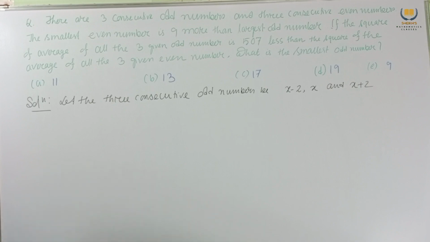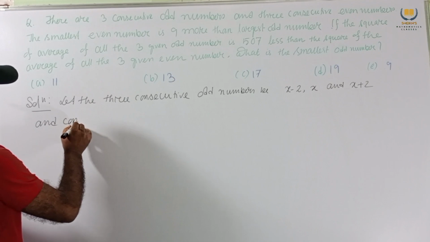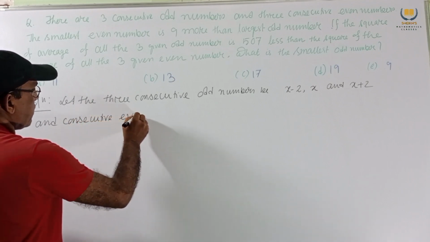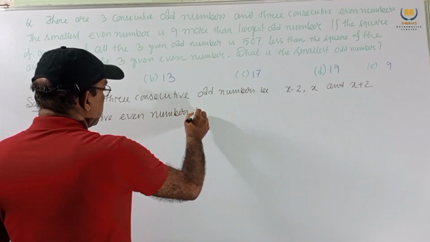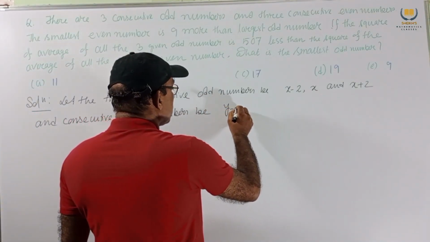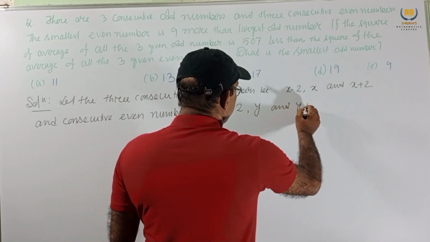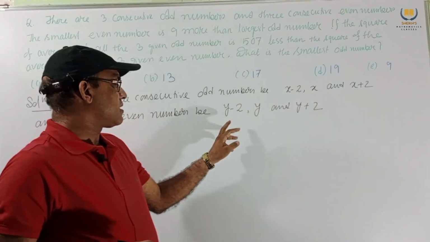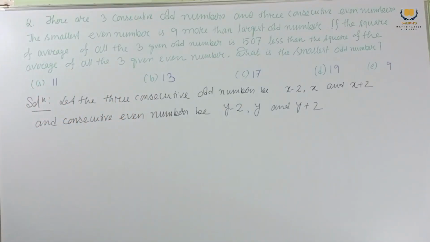So again we consider three consecutive even numbers to be y minus 2, y, and y plus 2. These are the three consecutive even numbers.